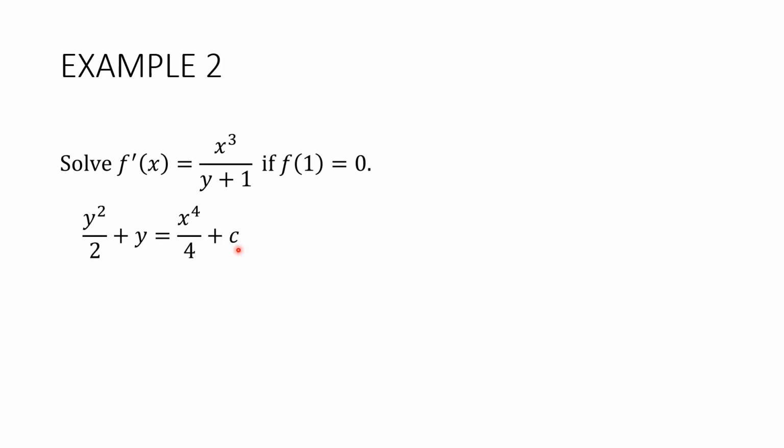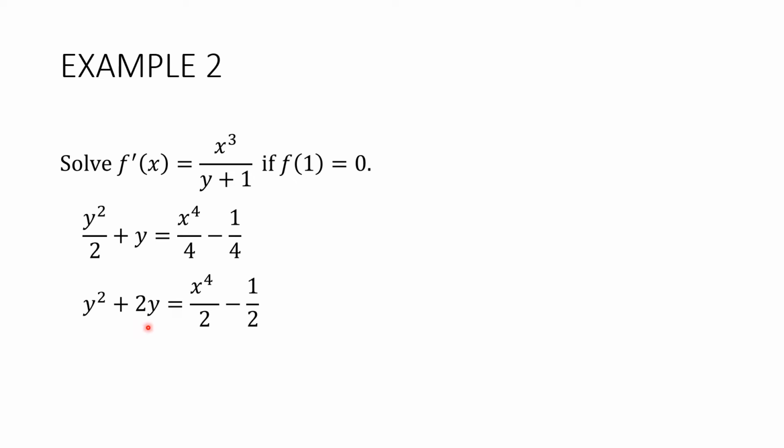Now we're going to resolve this constant. So substituting in when x is 1, y is 0, I end up with c being negative a quarter, which gives me y squared on 2 plus y is equal to x to the power of 4 on 4 take away a quarter. Now if I want to make y the subject and I have a y squared term and a y term, my only option is to complete the square. But I don't really like this 2. I want to get rid of it, so I'm going to multiply every single term by 2. That gives me y squared plus 2y is equal to x to the power of 4 on 2 take away a half. Now let's complete the square.